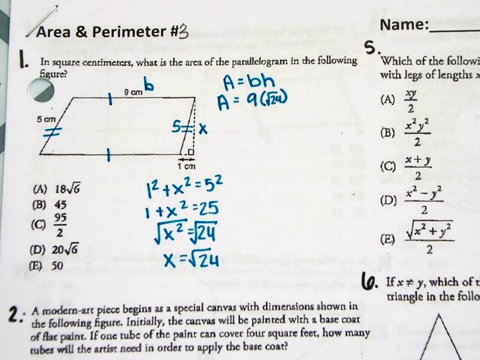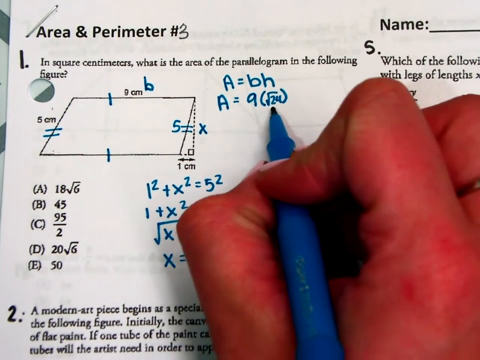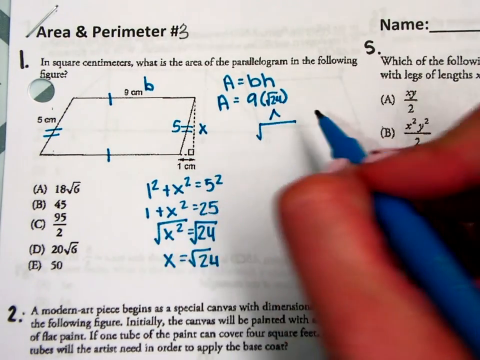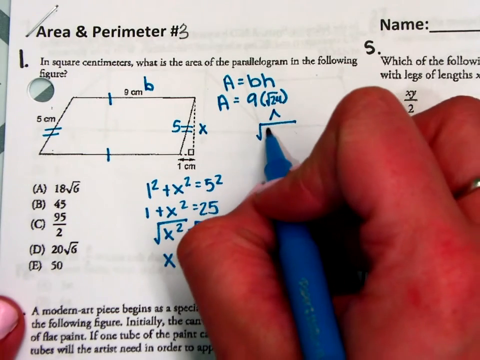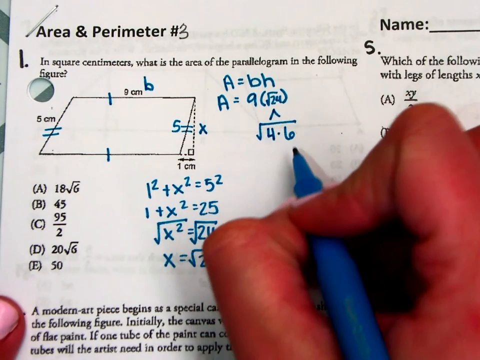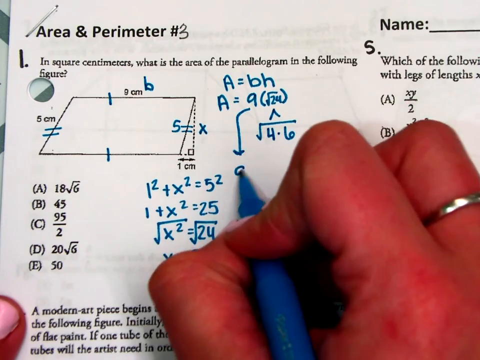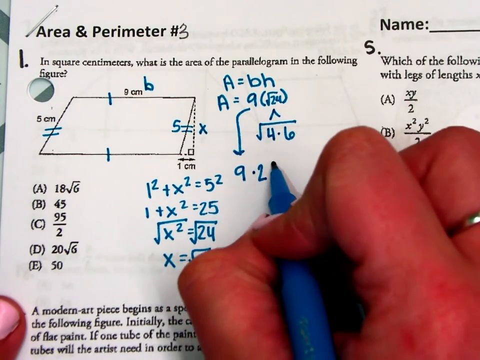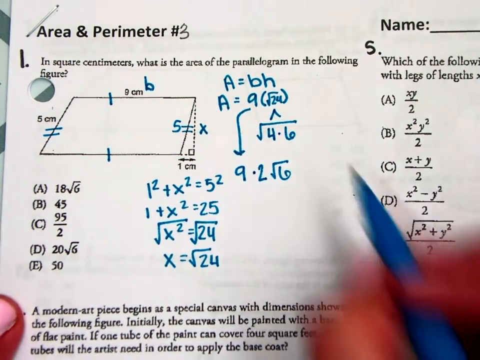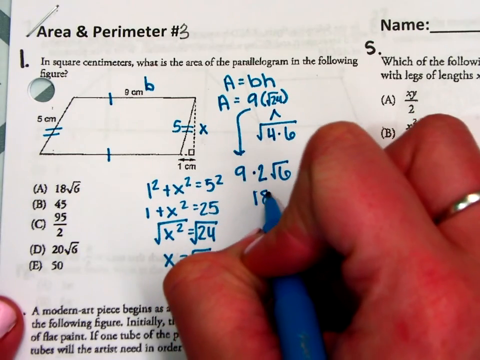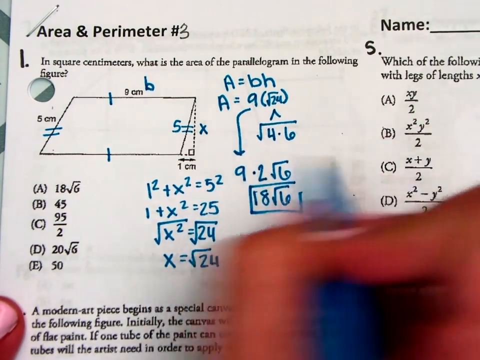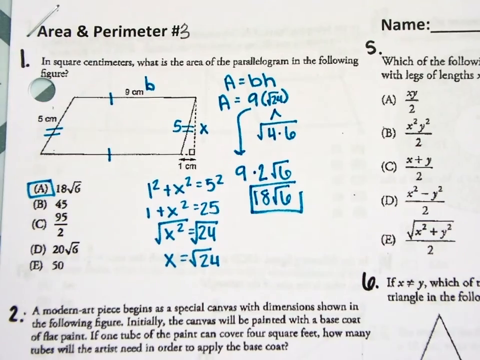So the square root of 24 can be simplified. I'm going to break this up into the square root of 4 times 6. I know that I'm going to bring the 9 down. The square root of 4 is 2, and I cannot simplify the square root of 6. 9 times 2 is 18, square root of 6. So the correct answer is option A.